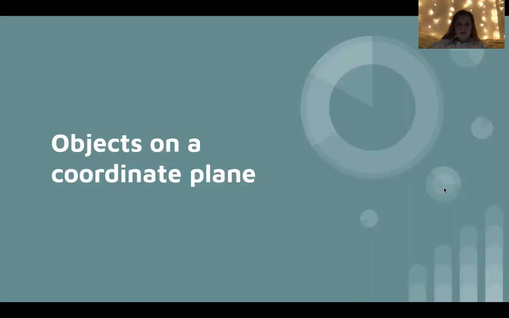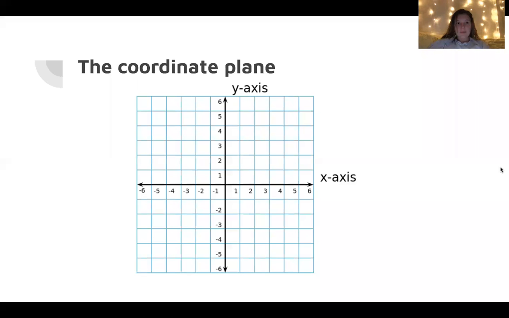Hi everyone, today's homework help video is going to be about objects on a coordinate plane. So first, we'll just get familiar with the coordinate plane. It's a square basically, and it has four quadrants.